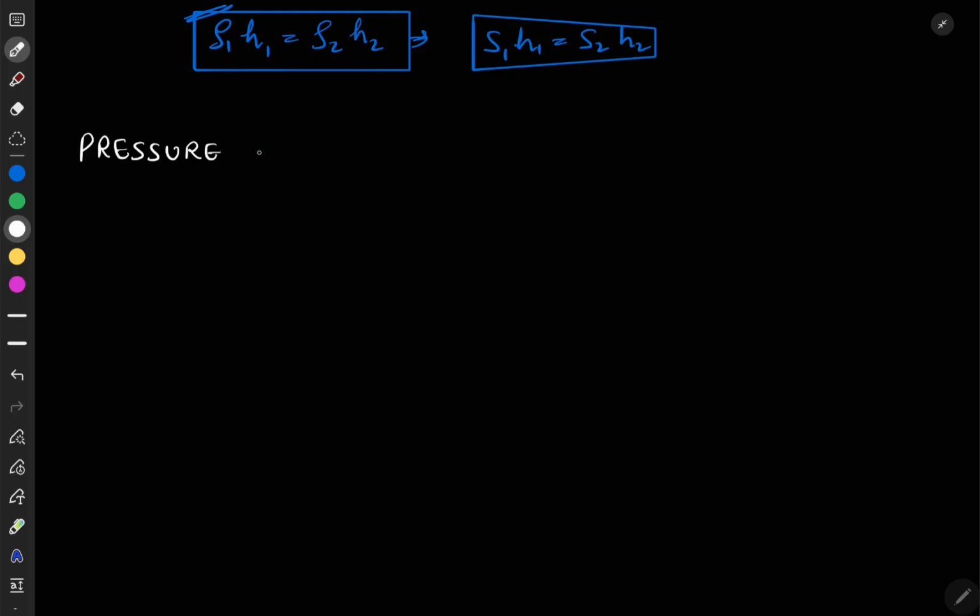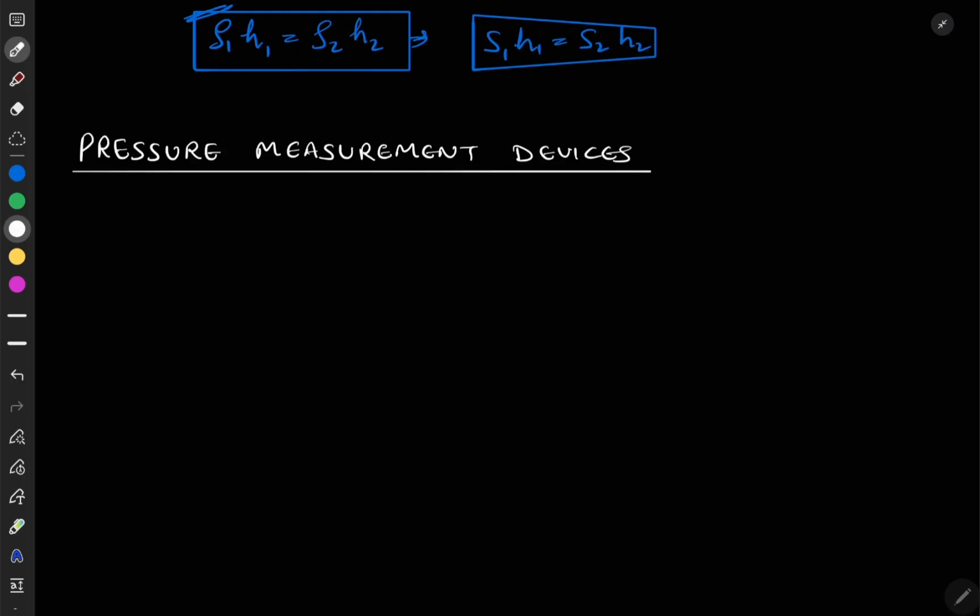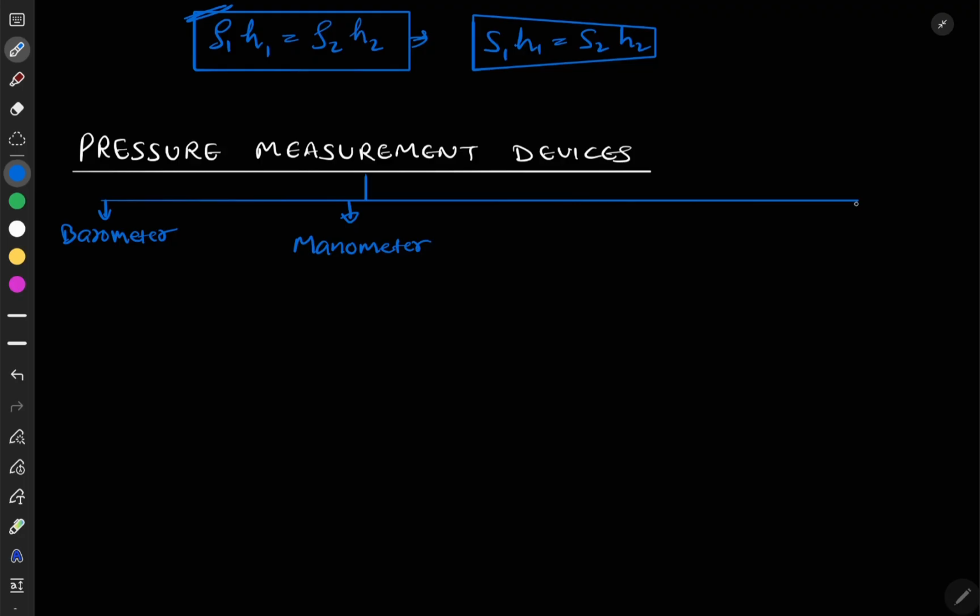Pressure measurement devices. There are basically three main types of devices. First one is your barometer. This barometer is used to measure atmospheric pressure. Second one is the manometer. And third one is mechanical gauges.